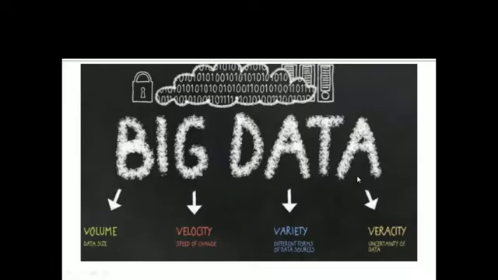So the different 5 V's in Big Data are as follows: volume, variety, veracity and velocity. One more V is there, that is value. So volume, as the name indicates, denotes the size of the data. The velocity denotes the speed of the data. The variety denotes the different types of data that are collected, and the veracity is the uncertainty of the data.